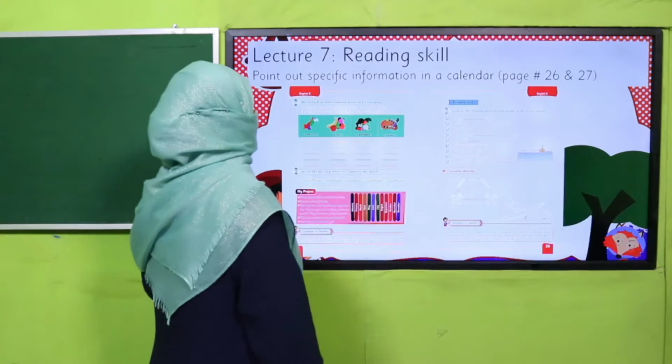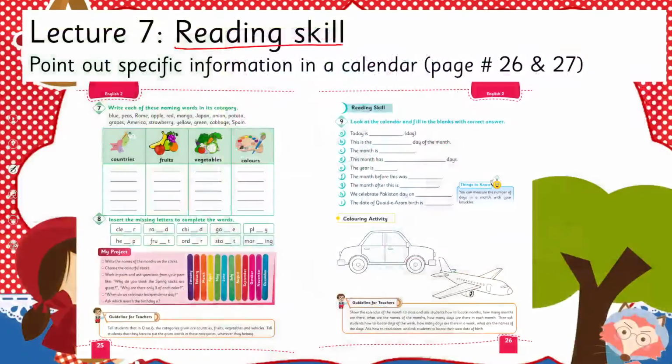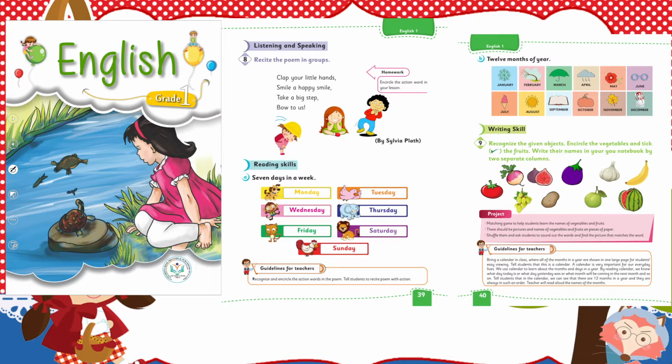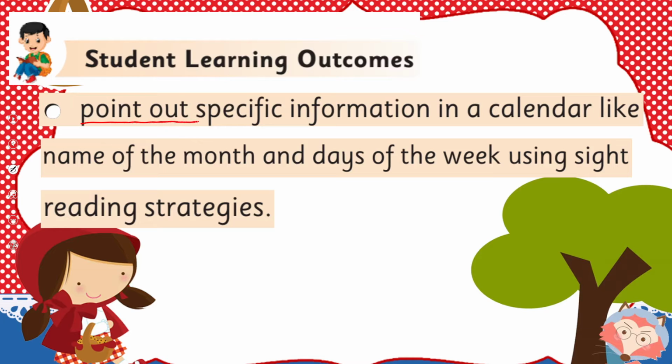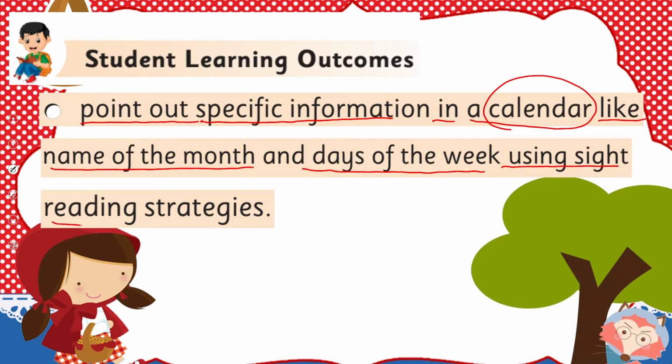Yes, my dear students, under the title of reading skill, we are going to point out specific information in our calendar. Before this, in English for Grade 1, we have practiced the 12 months of the year. There was an activity. I hope you remember. If not, you may watch this video again and we learn further to point out specific information in our calendar, like the name of the month and days of the week using sight reading strategies. Okay, this is our today's SLO.